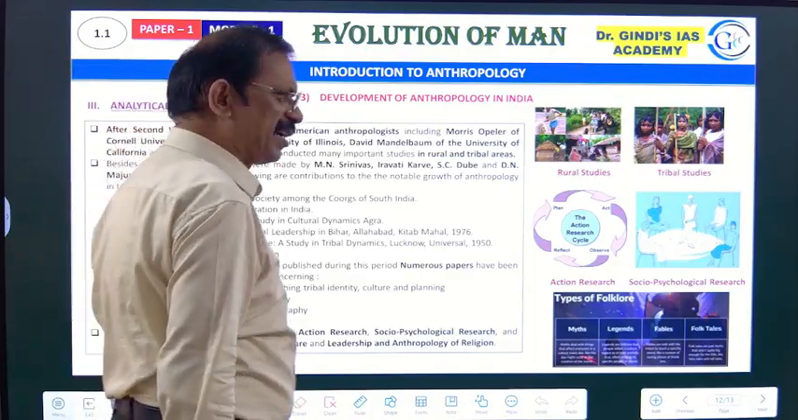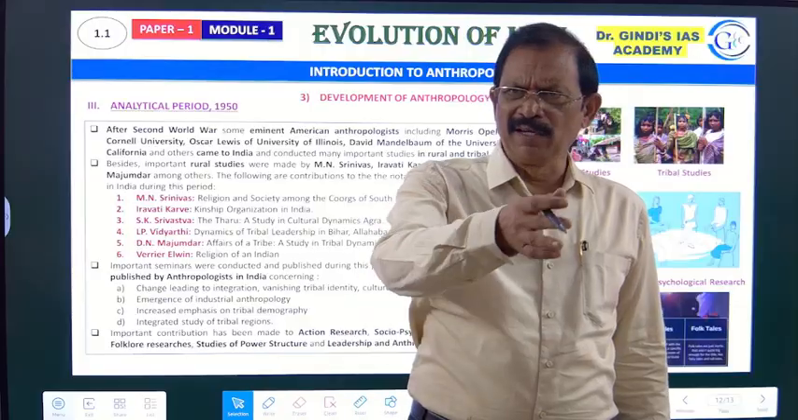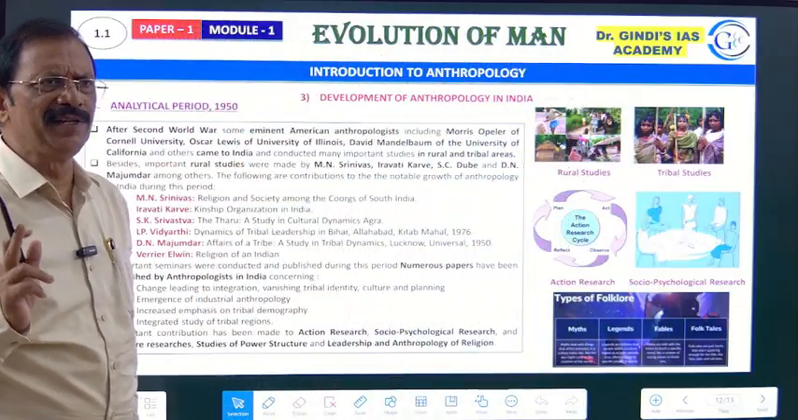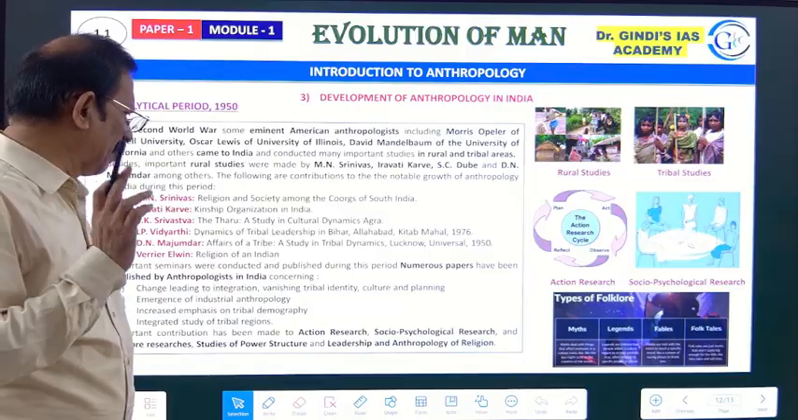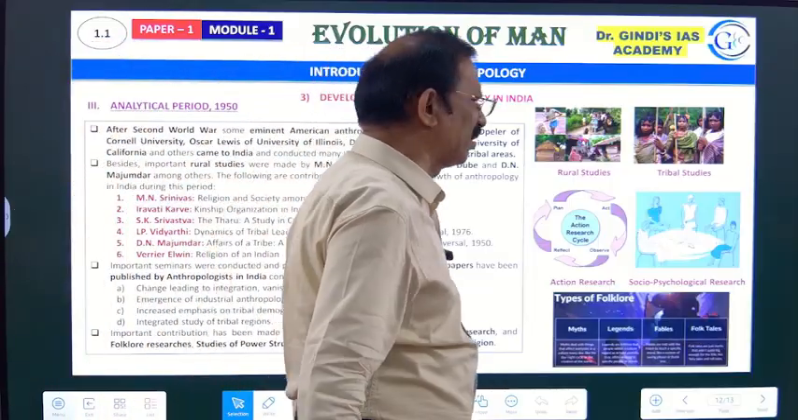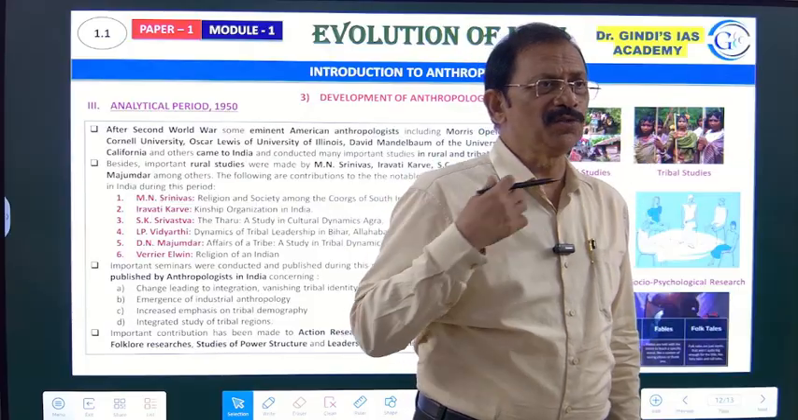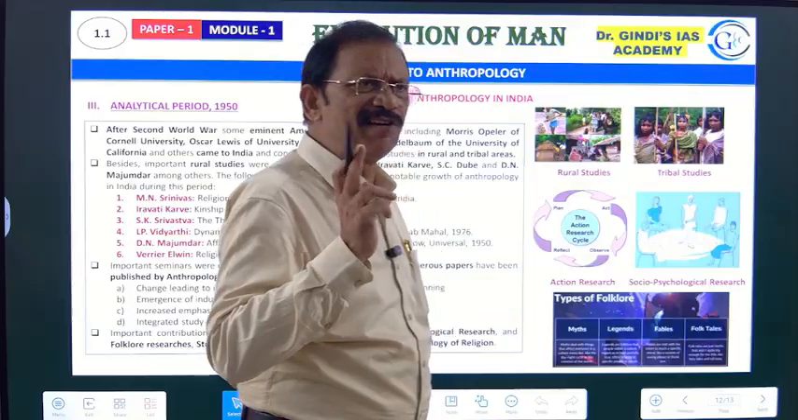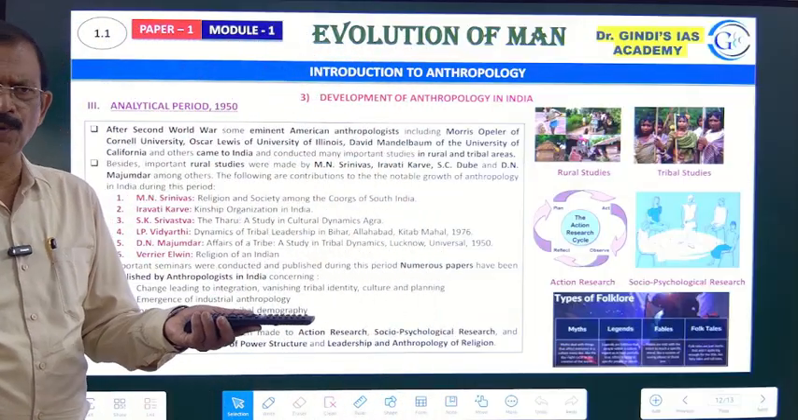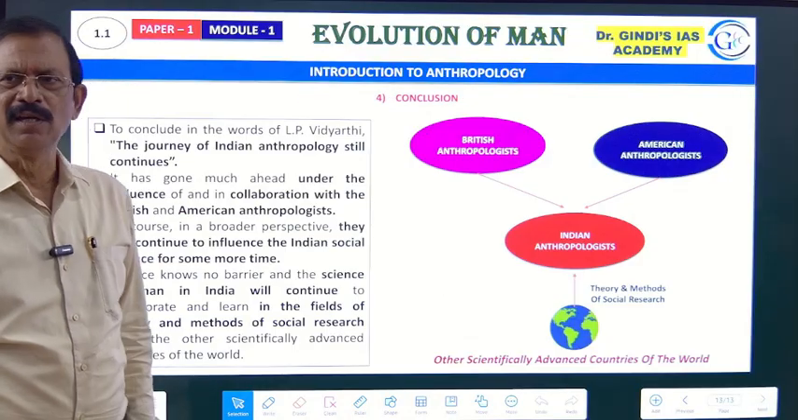Studies of power structures. Yes, power politics are going on now. If you have power, definitely that community will be developed. So everybody needs power. So what are the power dynamics? So you have to study leadership and the anthropology of religion. Religion also plays a vital role, you know very well. There is no need to explain. So everything is case studies, and we can explain with examples. So these are the areas of anthropology nowadays.